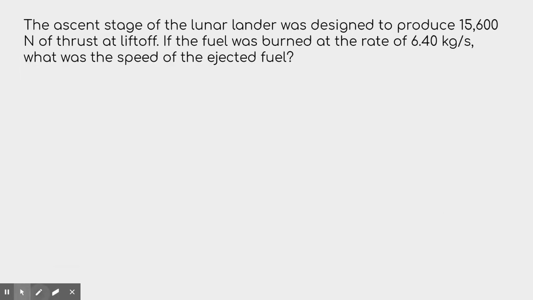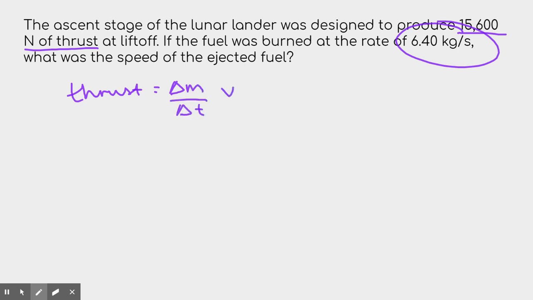And finally, let's look at a problem involving thrust. So we're looking at the lunar lander, and we are told that it produced this much thrust. So this was the force that it had at liftoff. We see the rate at which the fuel was burned, and now we want to know the speed of that ejected fuel. So again, take a look at your equations, and you should find the one that tells us that thrust is equal to the change in our mass divided by the change in time multiplied by the velocity. All we have to do here is plug in our values and solve.